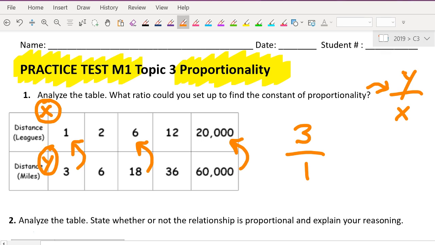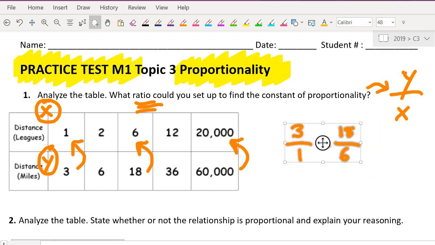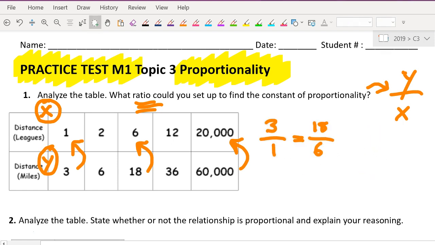Now, they did a strange thing on the test. They said set up a ratio. Usually when you have an equal sign, it's called a proportion. But they have something like this: 3 over 1 is equal to 18 over 6. Is that true? Yes, it's true. So it's one of the y over x's equal to another y over x. All right? So that's setting up a proportion. You really don't need to. You're just finding y over x. So if you see that as a choice, don't get confused.